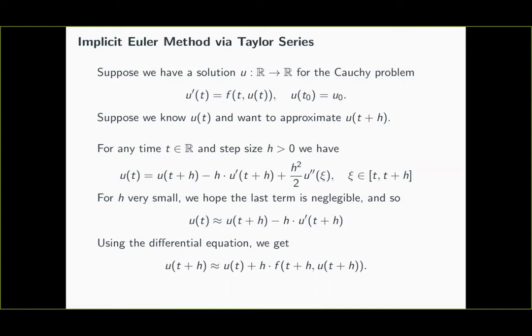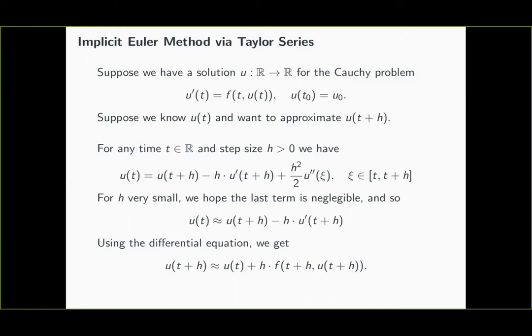So in some sense, I take the first order Taylor polynomial of u around time t plus h, and I use that to go back in time to get an approximation of u at time t. That approximation is very accurate. The remainder term here is h squared over 2 times u prime prime of xi. The xi is from this time interval t up to t plus h.